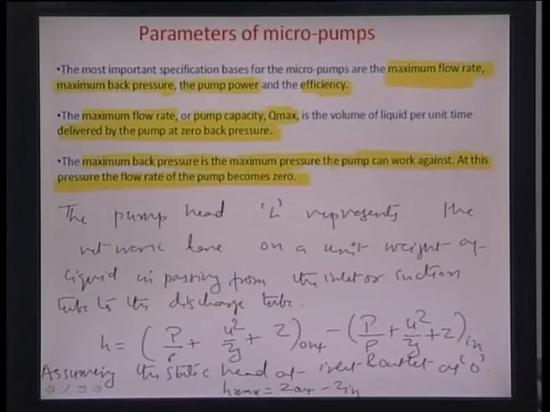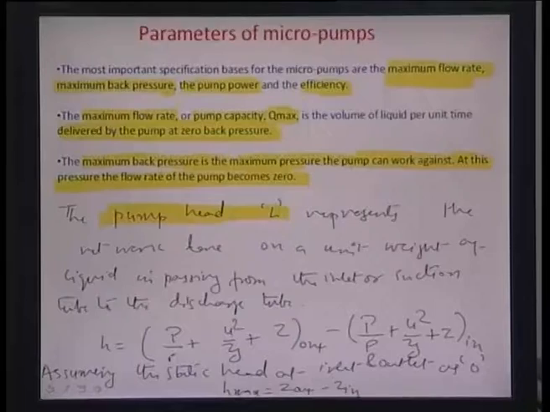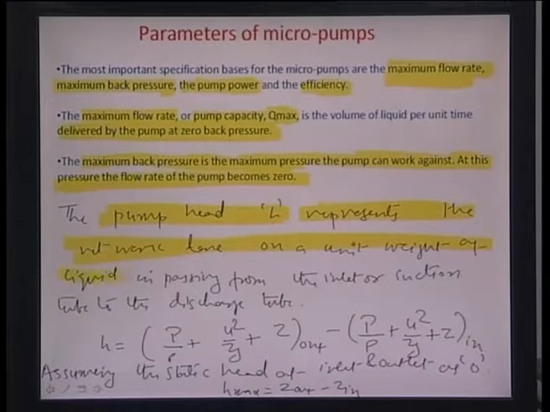So let us do some mathematical representation of how you can calculate these efficiency factors. The best factor used here is the pumping head, in terms of the pressure head deliverable by the micro pump. Let us say the pump head H represents the net work done on a unit weight of the liquid on passing from inlet to the outlet or discharge tube. So H here is given by Bernoulli's equation as the height due to the pressure, that is P by rho, the height due to the kinetic energy, U square by 2g, and the potential function Z on the outlet side, minus the same quantities on the inlet side.